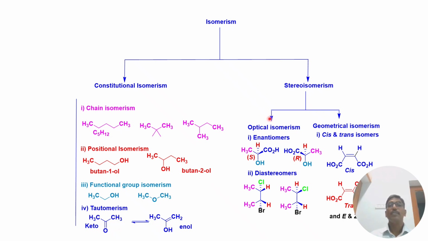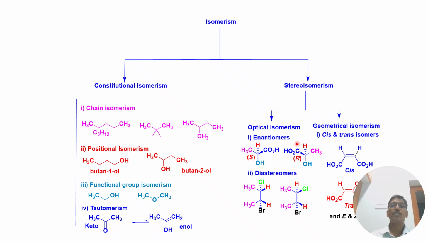Now let me move on to the stereoisomers. It's a very interesting one. When you talk about stereoisomerism, the molecular formula remains the same, and the connectivity of the atoms also remains the same. Only the spatial arrangement of groups differs. Therefore, one should not think that cis and trans isomers are not in the stereoisomerism category, because we will see why they are kept in it. Before that, we will see optical isomerism.